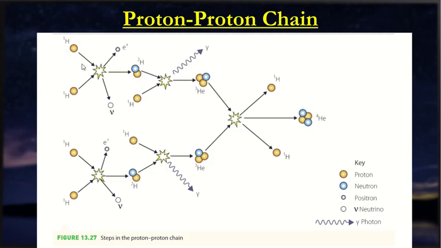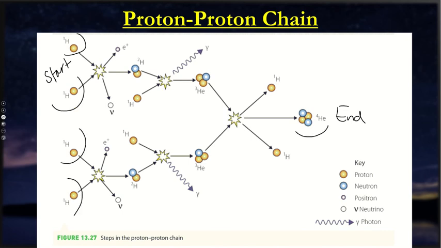So let's have a look. This is actually the diagram to show where we start. So this is our starting point, and this is our end point. If we look at our starting point, we have 1, 2, 3, 4 hydrogens, and we do get 1 helium at the end. Okay?